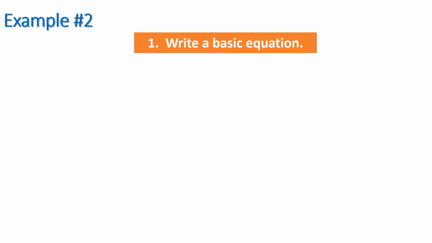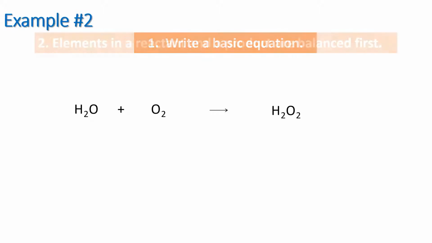Here we have our second example, and rule number 1 is going to have us write a basic equation, so let's do that. And we have water reacting with oxygen, and that's going to yield hydrogen peroxide. And with that, we're done with rule number 1.